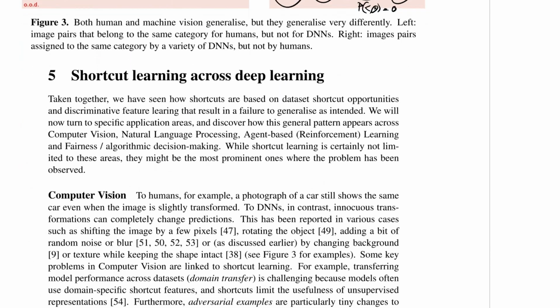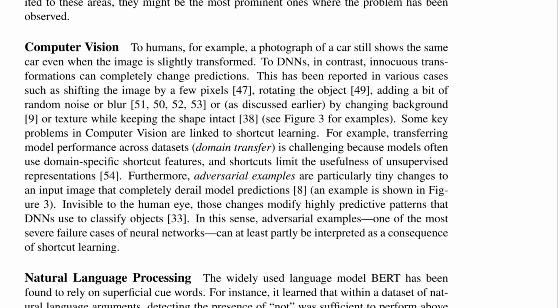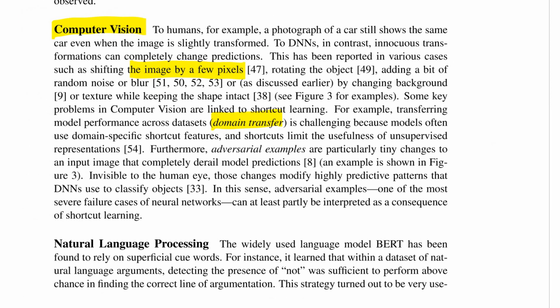Cool. So they give some examples where they say, okay, shortcut learning exists in computer vision. For example, adversarial examples, you see shifting the image by a few pixels, though you have to say shifting the image very precisely by a few pixels, such that the probability of this occurring in the data generation pipeline is 0. And so on. Then they call it domain transfer. That of course is, I think, a good example.